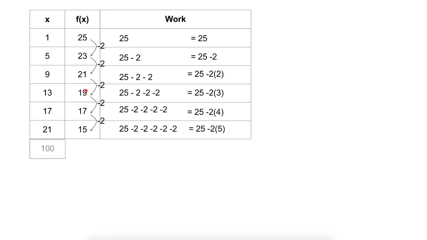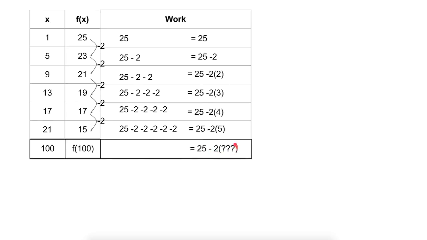But now what happens? When we get to 100 and we're looking for f of 100, we have to think, well, 25 minus 2 times what? And we look back here and we notice, okay, so this changes from 2, 3, 4, 5. This is 9, 13, 17, 21. So we're looking for a relationship between this 21 and this 5. There is a relationship, but it's very difficult to find. I'm not sure how we would go about doing that. But if we can't find that relationship, there's no way for us to find what f of 100 is.